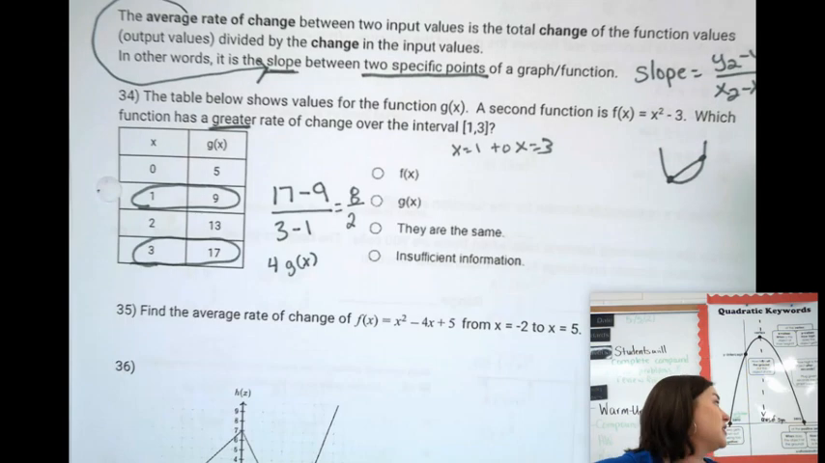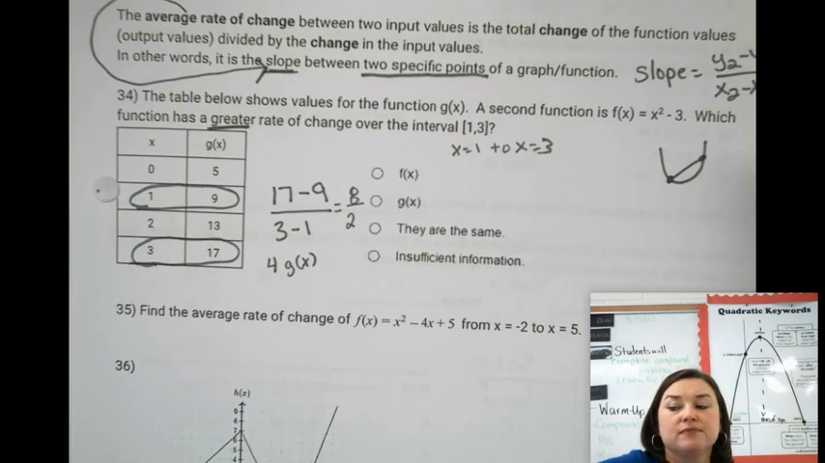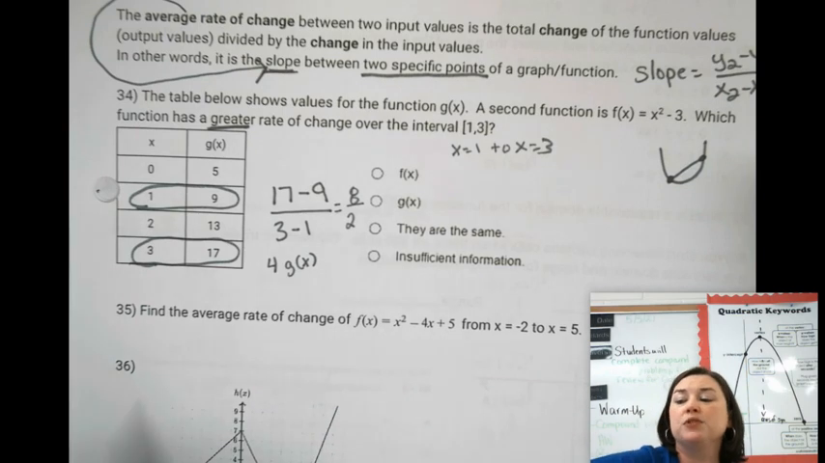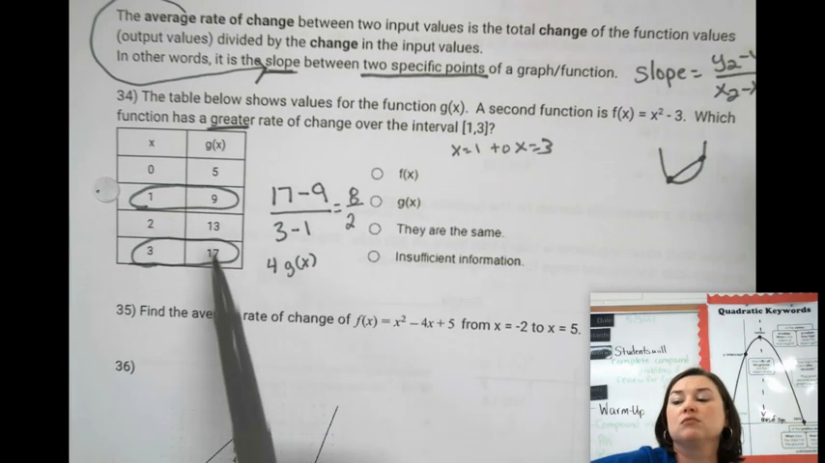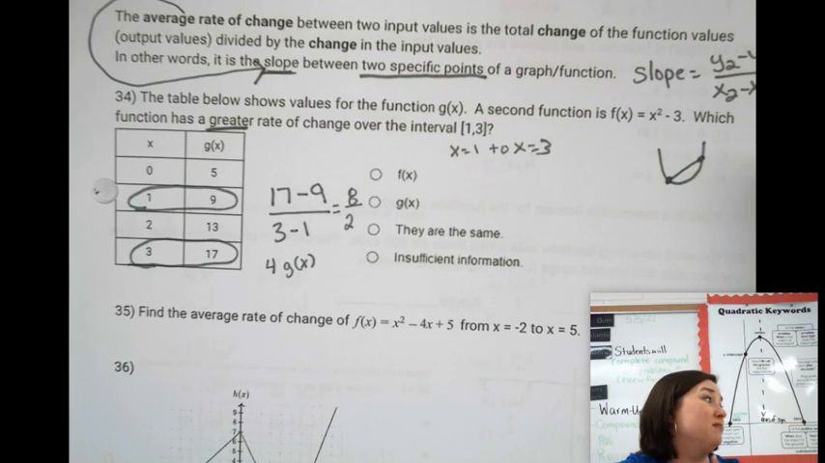So 4 is the rate of change for g of x. I'm just going to write g of x beside it, because 8 divided by 2 is 4. 4 is the what? Is the rate of change. We just found the slope between the 2 points that I circled. All right, now we're looking at f of x. Did they give us any points for f of x? No, which means we've got to find them.